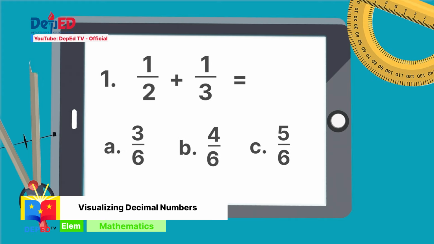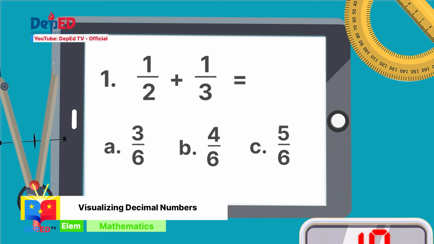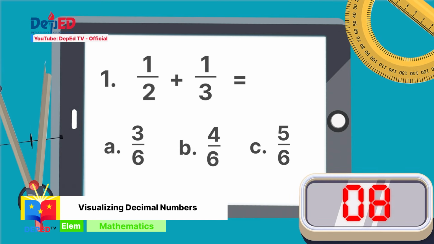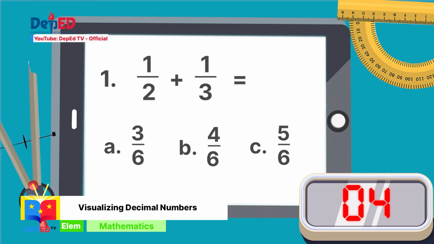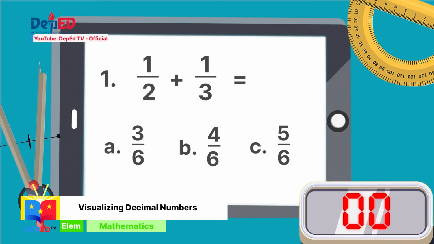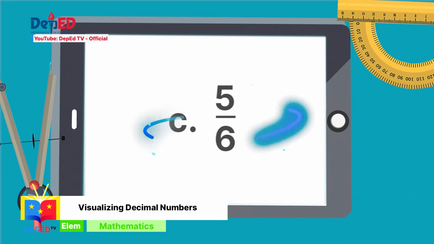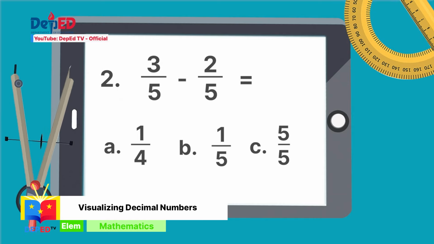Question number 1. 1 over 2 plus 1 over 3. A. 3 over 6. B. 4 over 6. C. 5 over 6. The correct answer is C. 5 over 6.